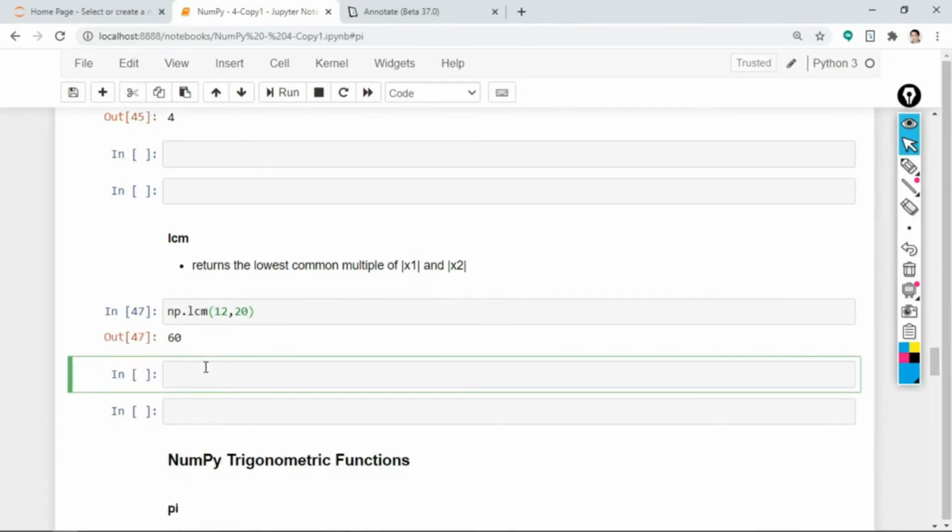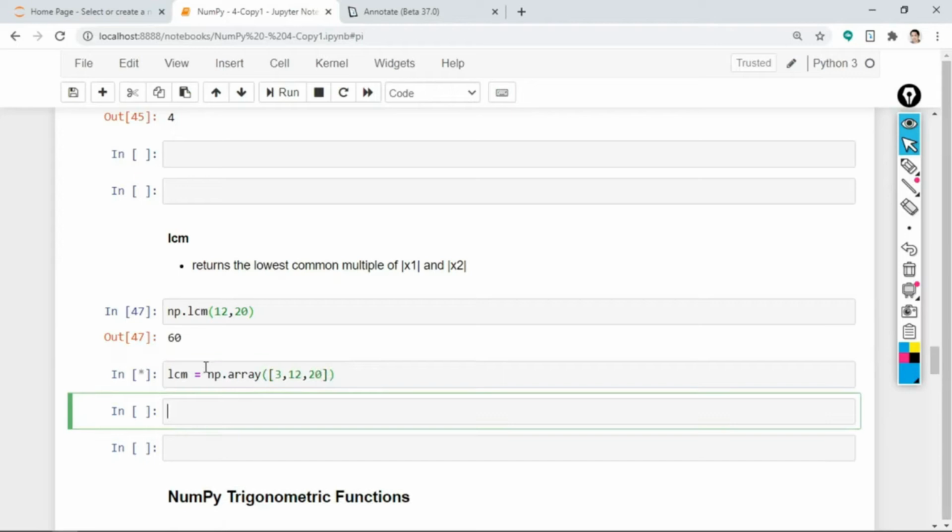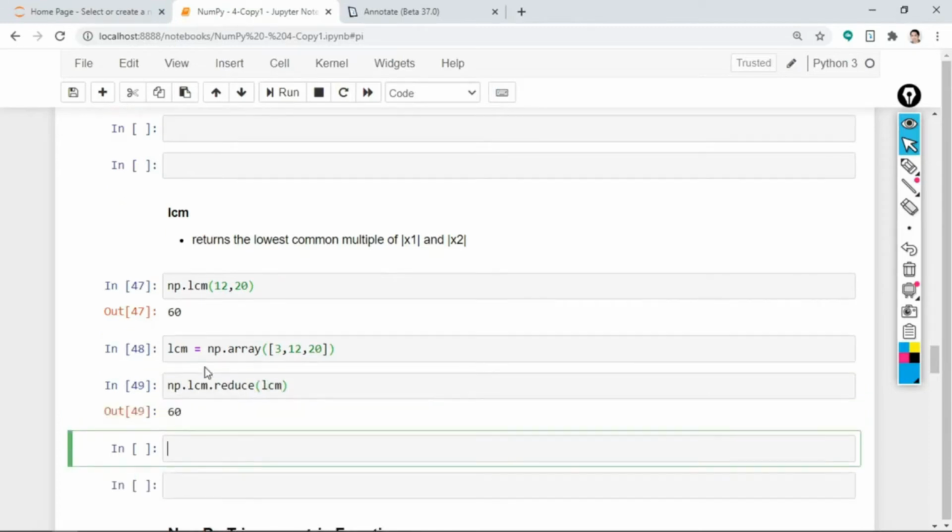Again, if you're using an array, for example, we have defined the LCM with np.array. How about 3, 12, and 20? What will be the LCM of this one? So np.lcm. Remember, this is an array, so we use the reduce method for an array. The LCM for this is just the same, which is 60.